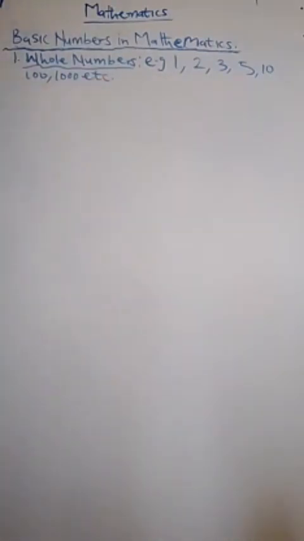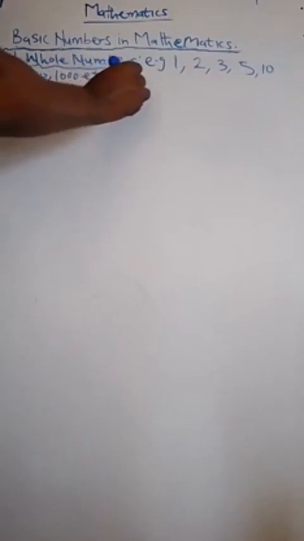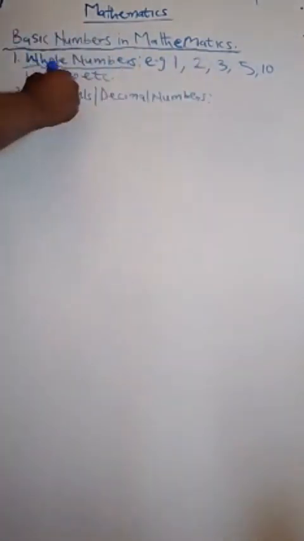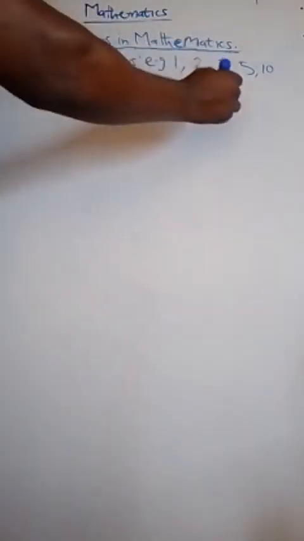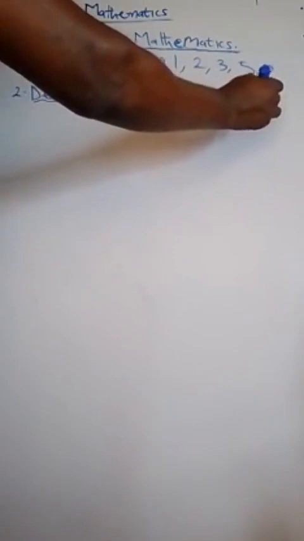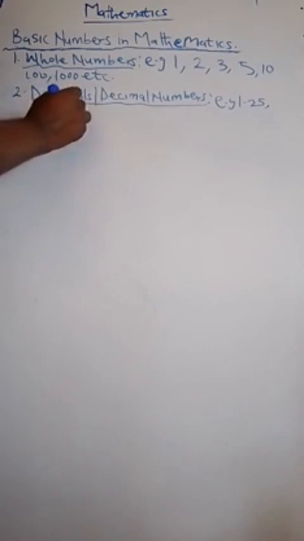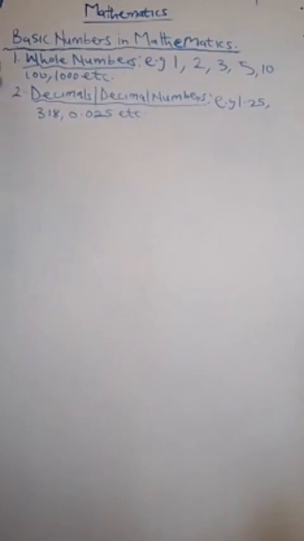In mathematics, we also have decimals, or decimal numbers. A decimal is a number with decimal fraction and decimal point, e.g., 1.25, 3.18, 0.025, and many more. Let's take 1.25 as an example.